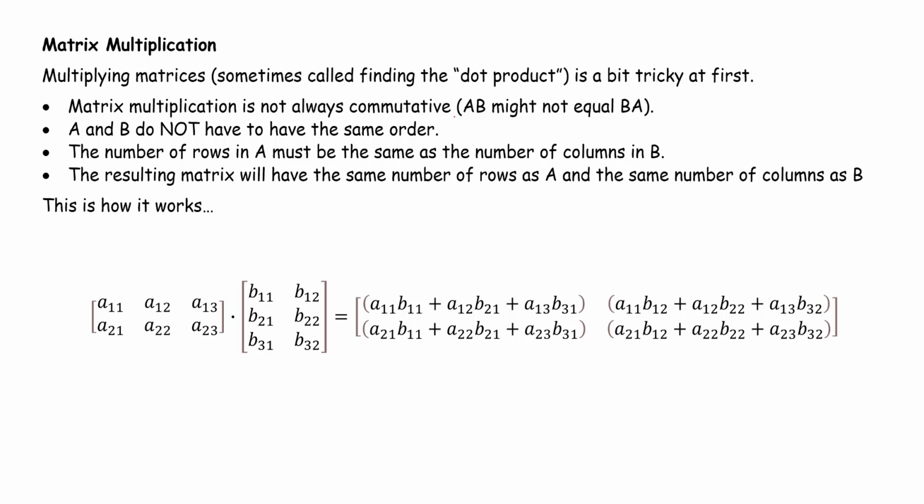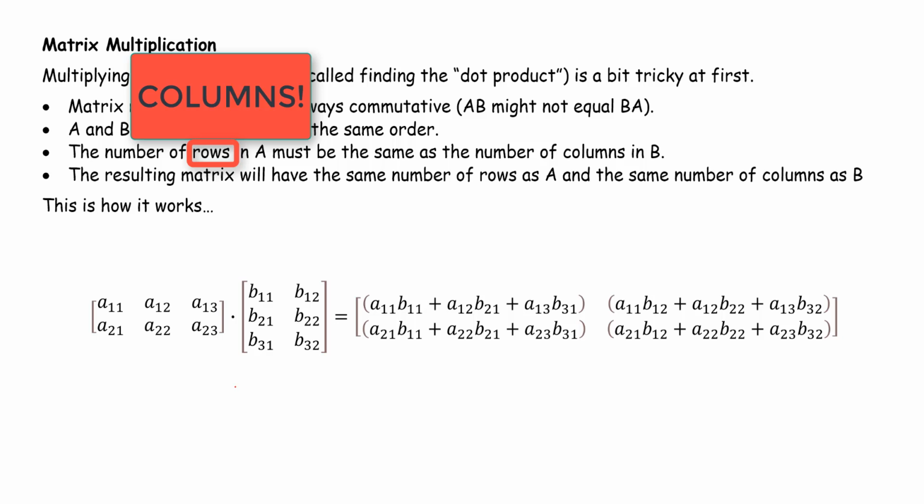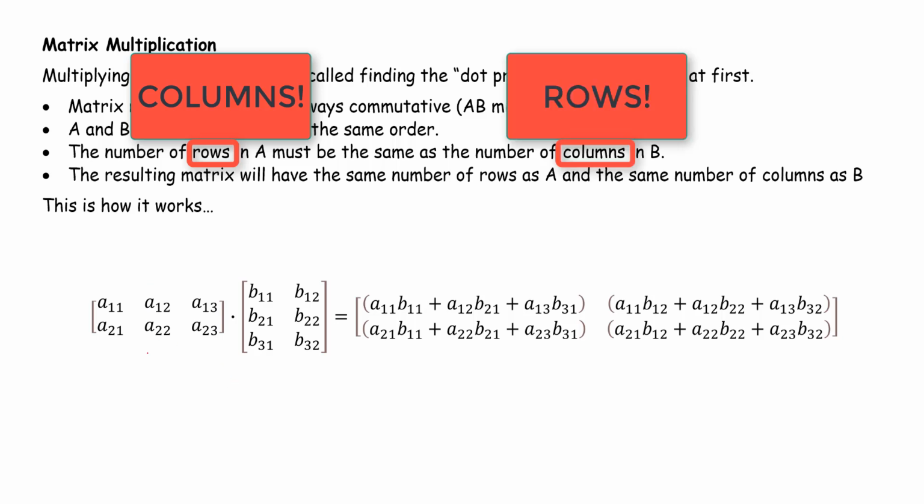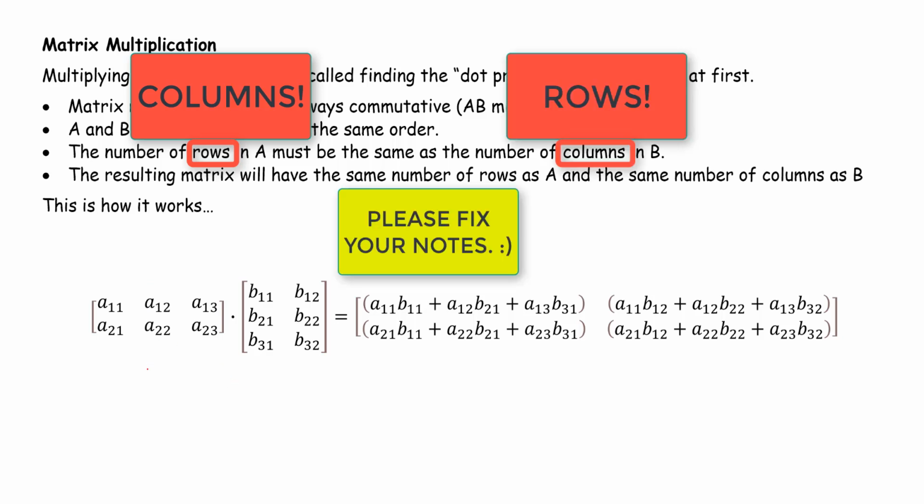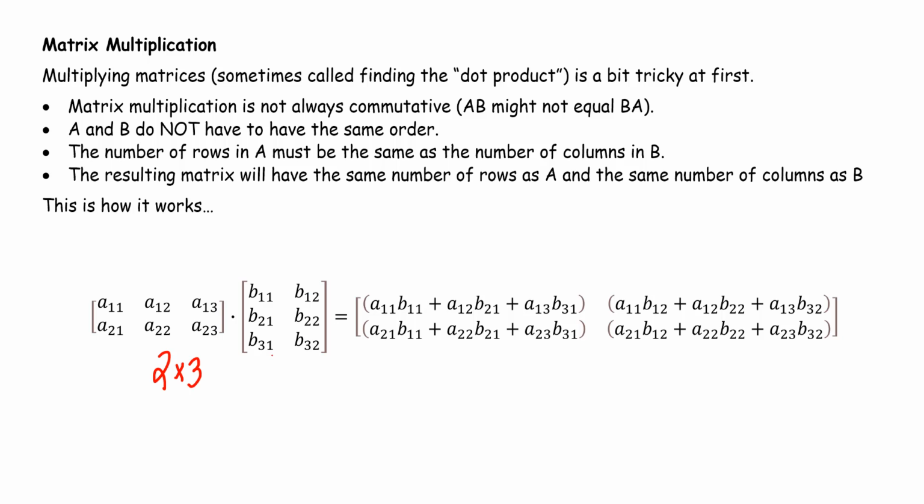Also, the two matrices aren't going to have the same order unless they are square, because the first matrix, however many columns that has, that's how many rows the second matrix has to have. So here, the first matrix is a 2 by 3 matrix. It has 2 rows and 3 columns. The second one has 3 rows and 2 columns.